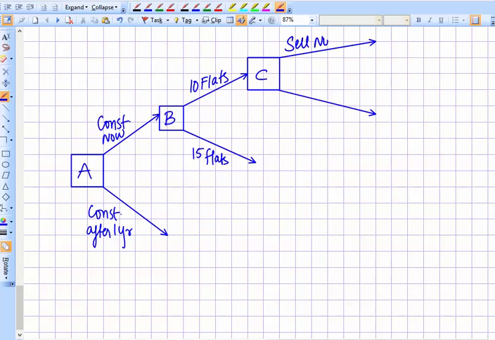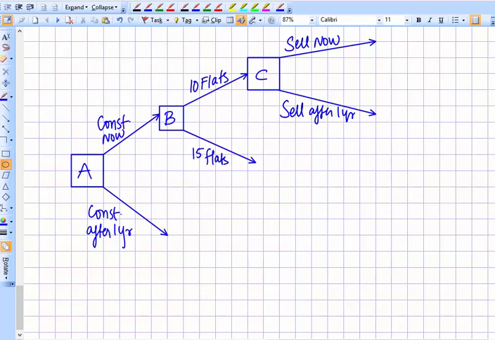Sell now or sell after 1 year. So you got a choice. Okay, so you have faced a decision node at point C. Now if you're selling now, yes, you are going to get all the money, but if you're going to sell after 1 year, you don't have a choice.